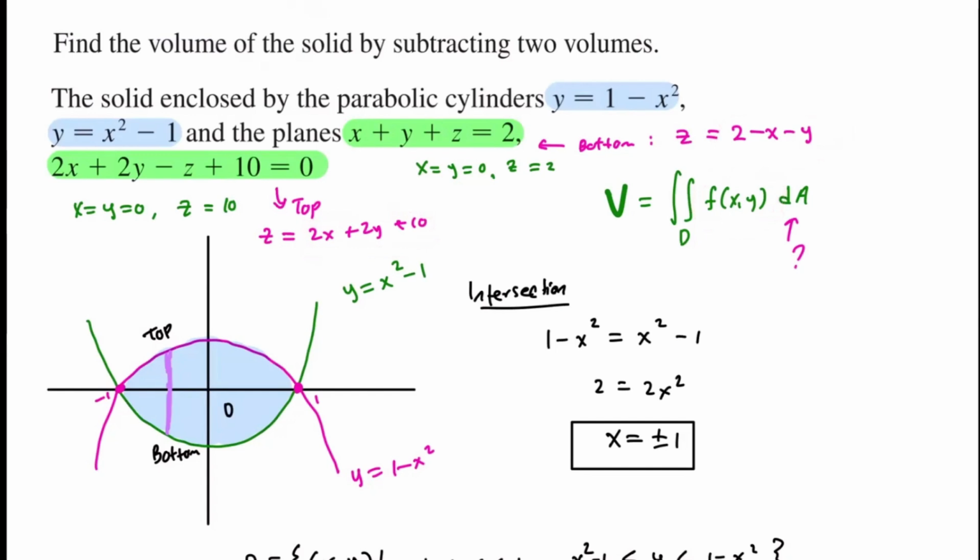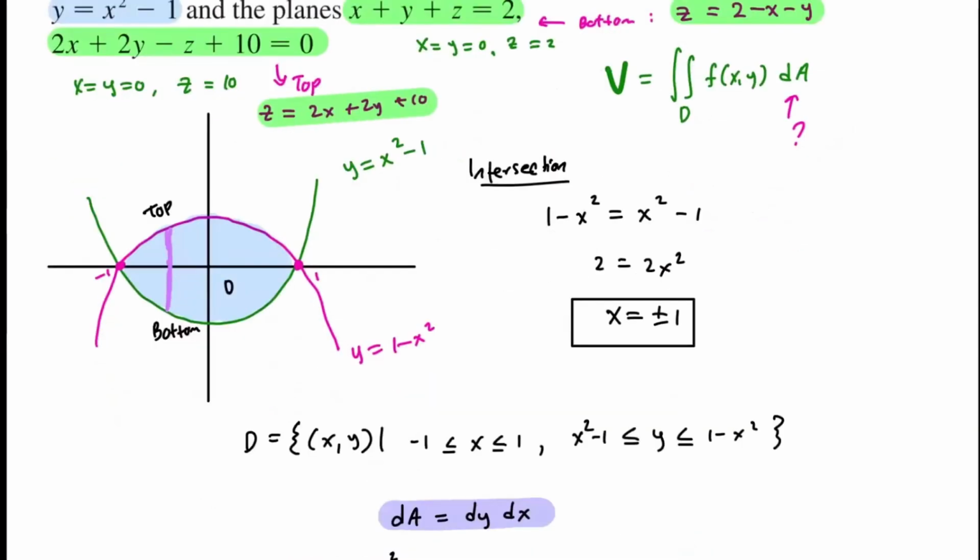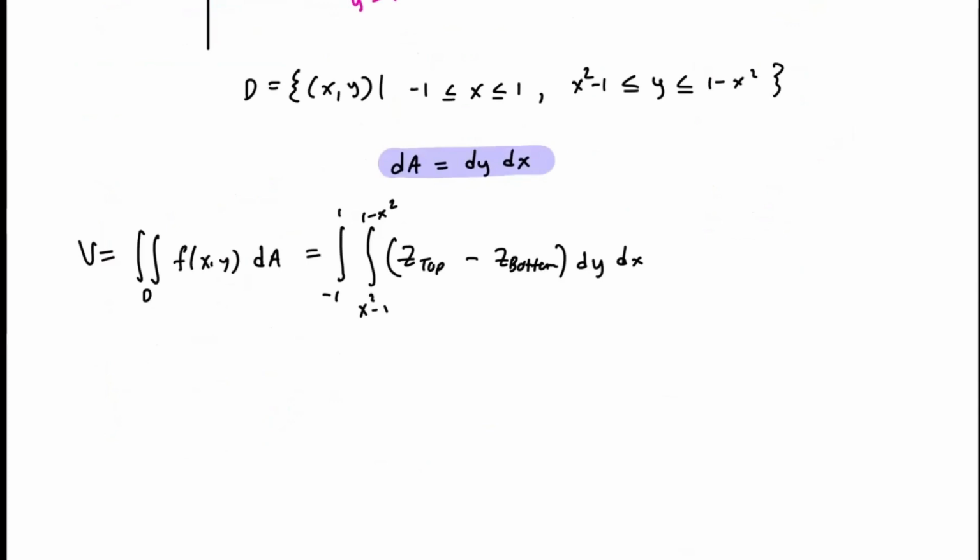But we have a top and a bottom. You can also set this up as a triple integral, which we will discuss later. For now, let's just go ahead with the double integral. So I know my z top, my z top is this one. I know my z bottom, that's this one. So let's substitute them into our integration down here. So we will have the following setup.